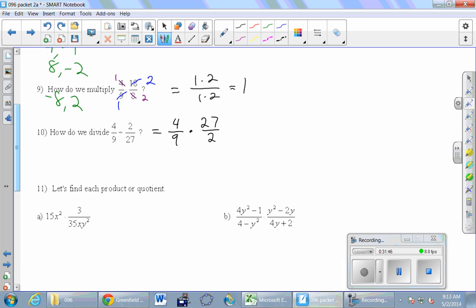So for example, 4 and 2 become 2 and 1. 27 and 9 become 3 and 1. So our final answer, 6 over 1, which is just 6.